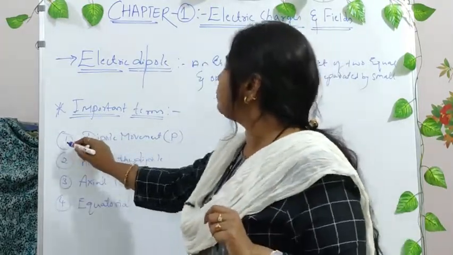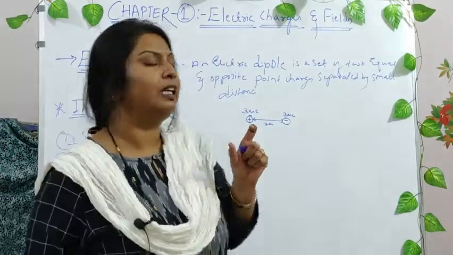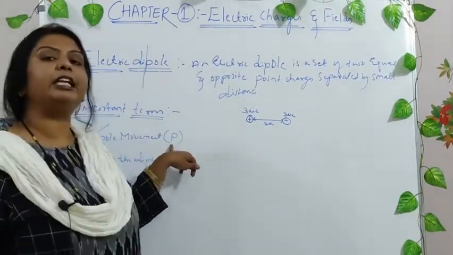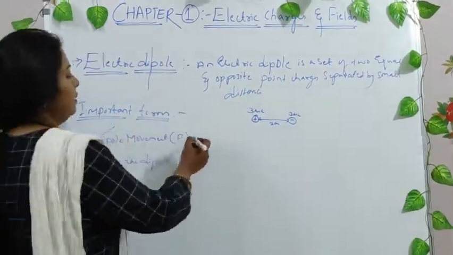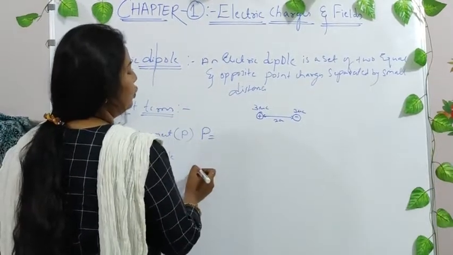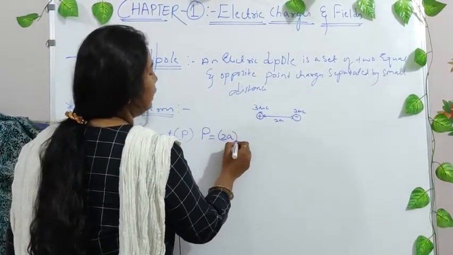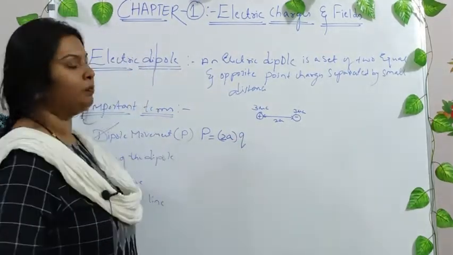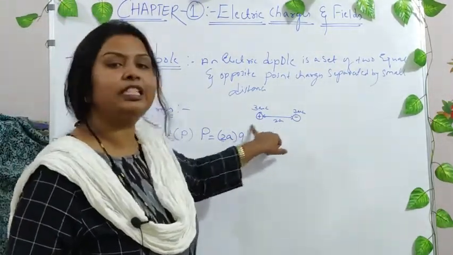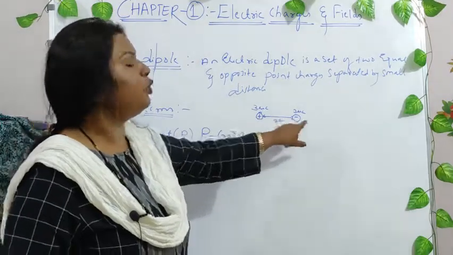The very first is dipole moment. What do you mean by dipole moment? Now this dipole moment is indicated by P. P is equal to the distance between the charges and the magnitude of any one charge, right? 2a is the distance between the charges, and q is the magnitude of any one charge.